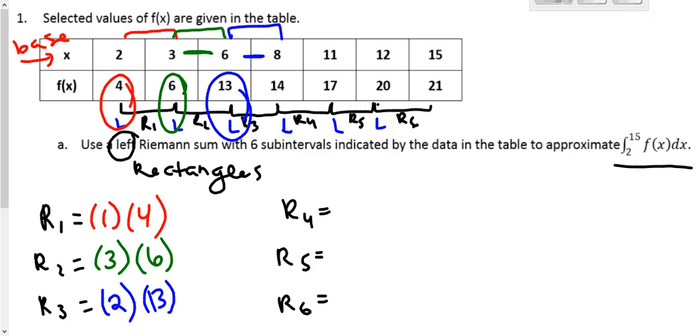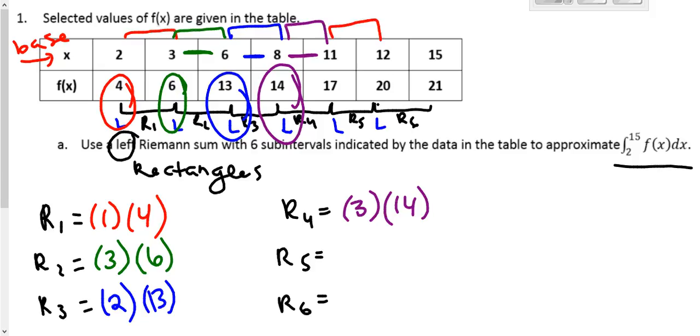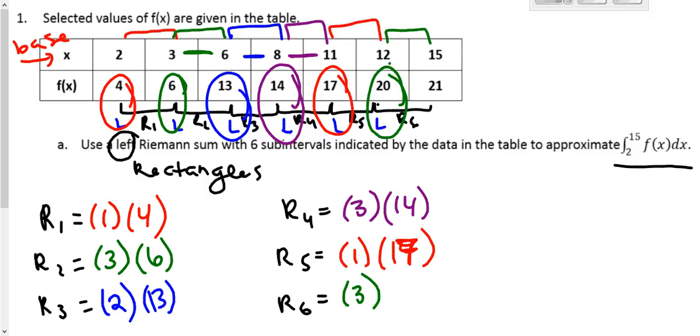Our fourth rectangle is from 8 to 11. So 8 to 11 is 3, so we have a base of 3. We're using the left endpoint, so times 14. And then from 11 to 12, we have a base of 1, and the left endpoint is 17. That's a 17. And our last rectangle is from 12 to 15, and so that is a base of 3 again, and the left endpoint is 20.